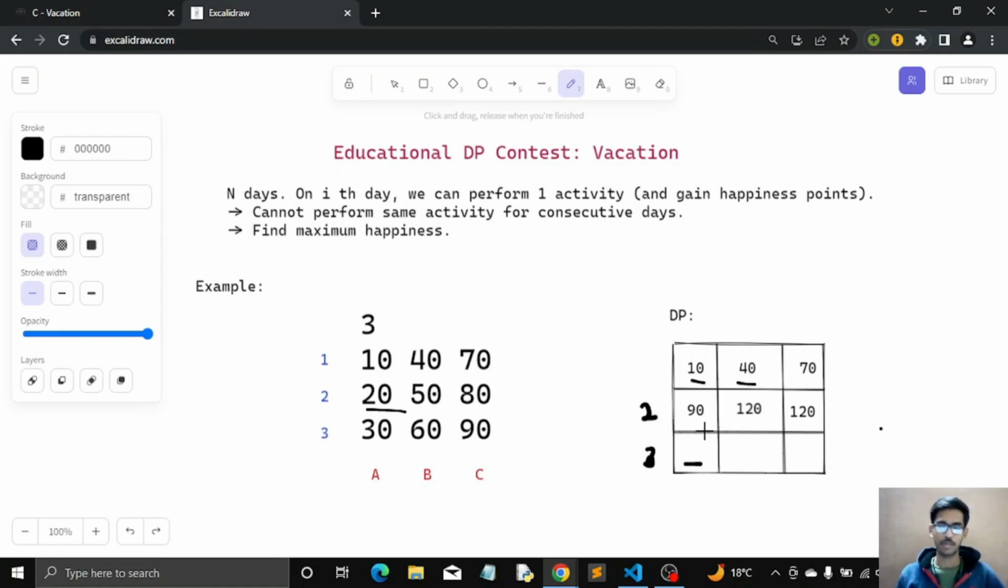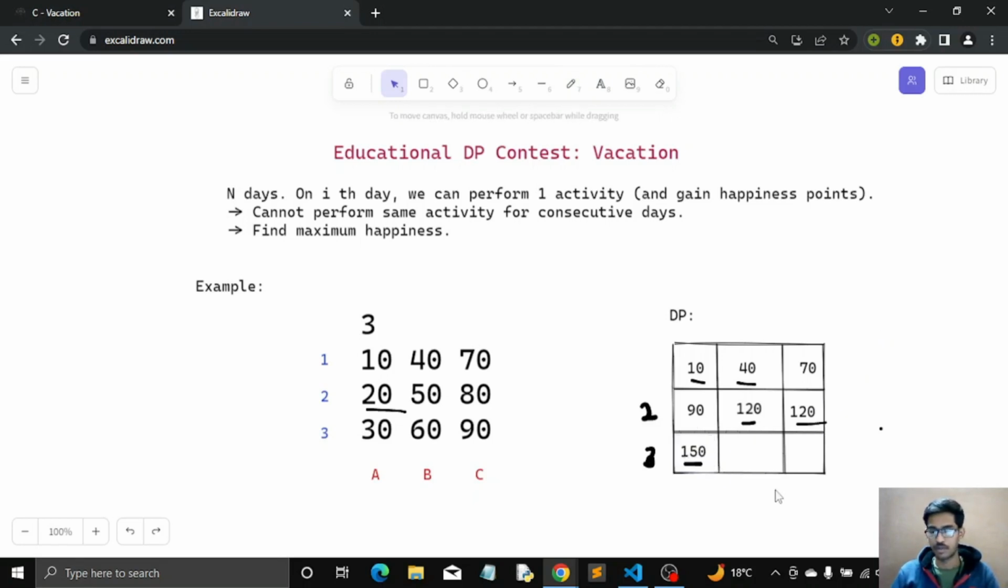So 30 plus the maximum of the remaining 2 activities, which is 50 and 80. So on day 3, if I perform activity A, then I will gain 30 points plus the maximum of the remaining 2 activities till the previous day. So maximum of 120 and 120 is 120 only. So here we are going to add 120 plus 30. It gives us 150. So on this cell we are going to write 150. Moving ahead.